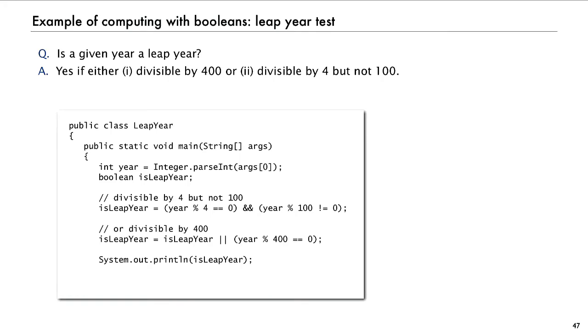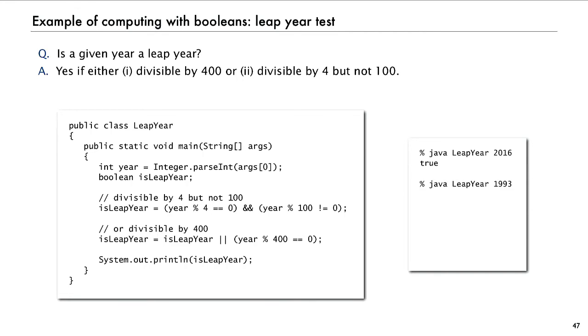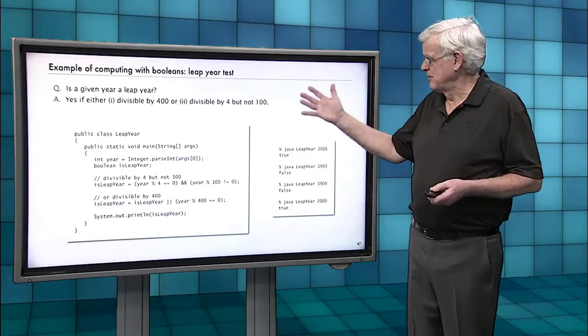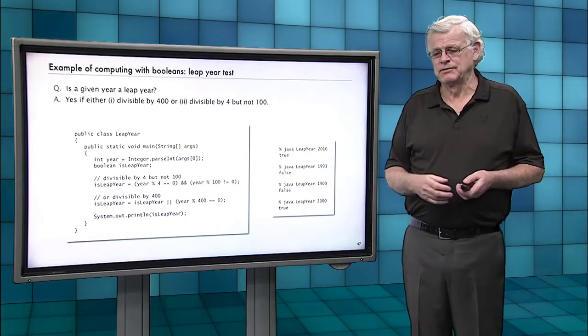So then we print out that value, and that's going to be either true or false. So now we have a program that we can keep on our computer, and any time we can type and say, okay, is 2016 a leap year? And it says yes. 1993, no. 1900, no, but 2000, yes. Example of computing with Boolean data types.